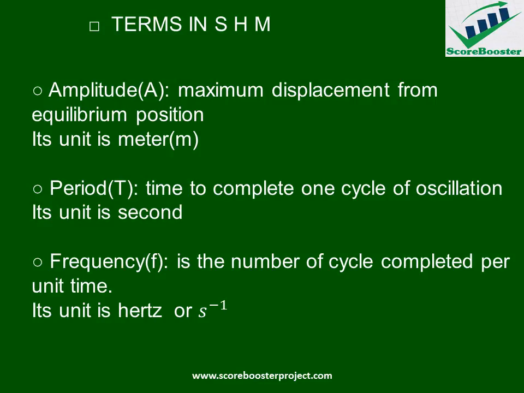Then the next term to consider is the frequency, which is usually represented by small f. It is the number of cycles completed per unit time. Its unit is hertz or per second. Then it's very important to take note of the relationship between the period and frequency. So period equals 1 over frequency, and also frequency is equal to 1 over period. So we have to note this.